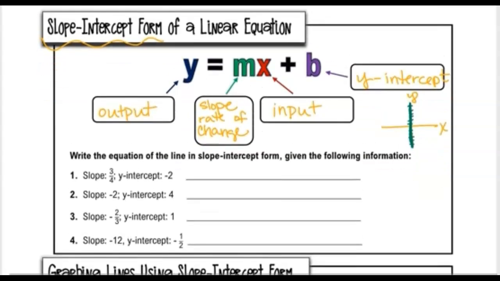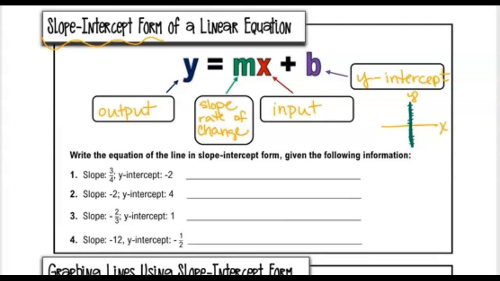So let's look at this first little bit. It says, write the equation of the line in slope-intercept form given the following information. Number one, when you're given a slope of 3/4 and a y-intercept of -2, what would that look like in an equation? Well, it would be y equals, your slope goes in front of the x, so 3/4 times x, and then your y-intercept is just your b value, -2.